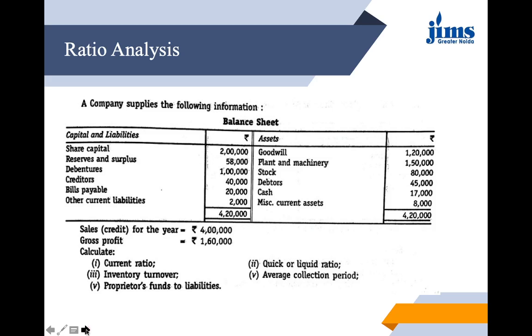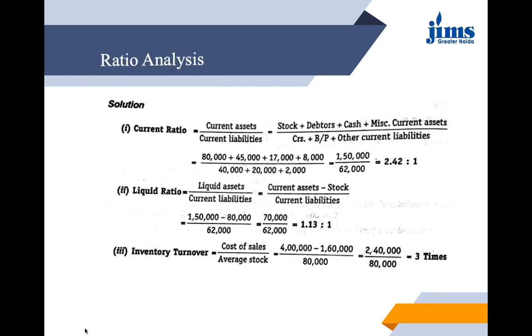First of all, to calculate current ratio, we would be needing the current assets and the current liabilities. Let us see which of these we have: stock, debtors, and cash, and miscellaneous current assets. We have four items here. And here we can see creditors, bills payable, and other current liabilities. Okay, let us see the solution for current ratio.